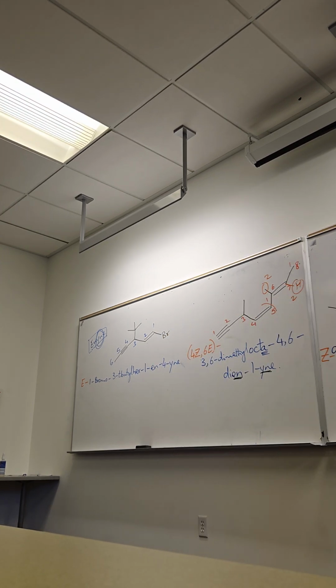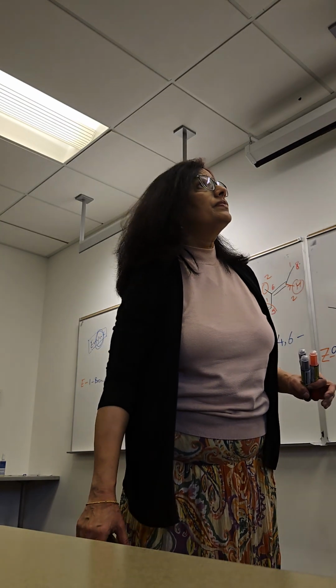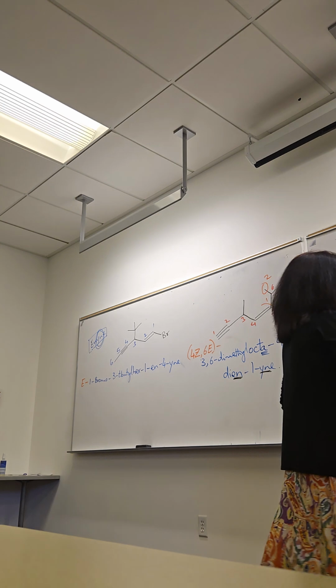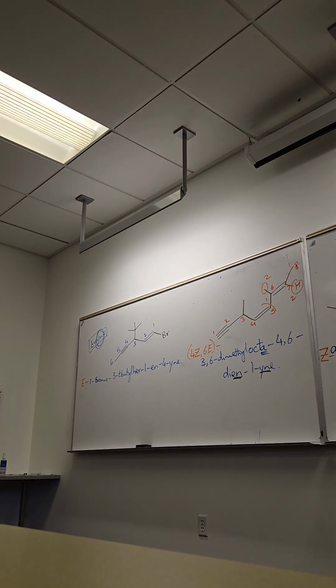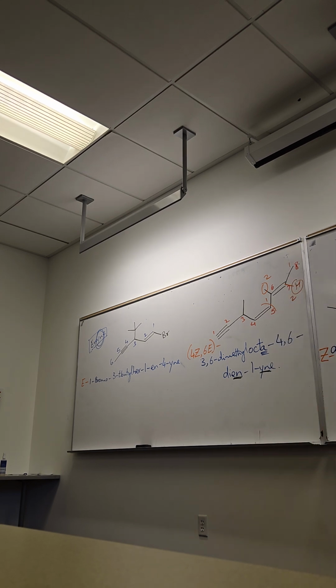Yes, Karen? So if we were shown a problem where it was just the name and it didn't say 6Z, how would we determine where the double bond would be? It has to give the position. So are you saying, Carrie, that if the name did not give the position of the double bond, how would you know? Well, you can't. Exactly. They have to give it. Otherwise, the name is incorrect.